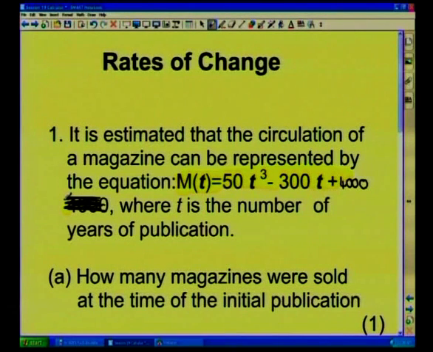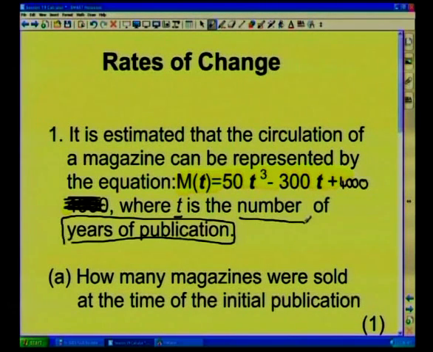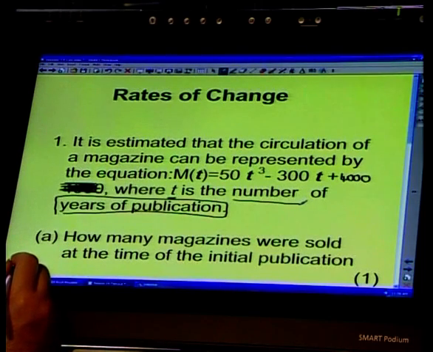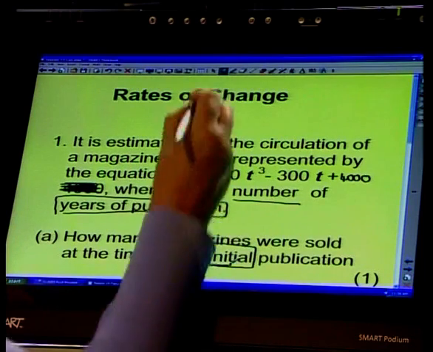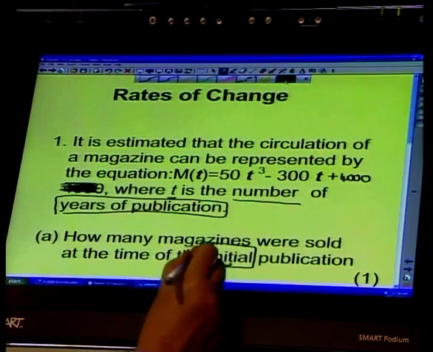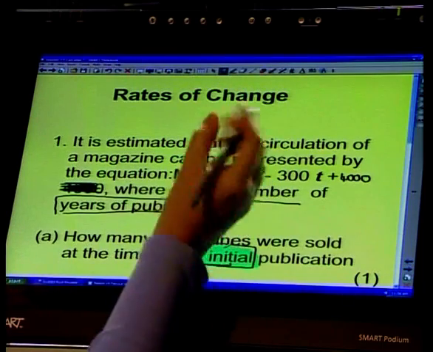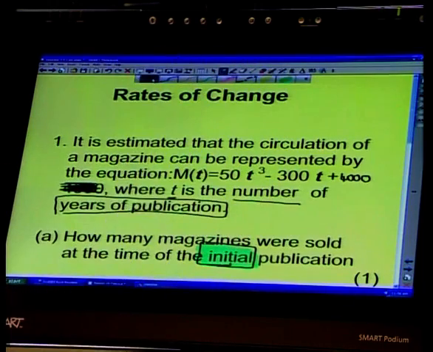So there's your equation of your distribution or circulation of the magazine, where T is the number of years of publication. Now, we need to know that because when we're answering the questions, we need to know so many years, or is it months, or is it days, what is it? Okay. Now it says, how many magazines were sold at the time of the initial publication? And what did I say to you about the word initial? What do I mean? Well, as I said to you, initial, we're always going to say T is 0.